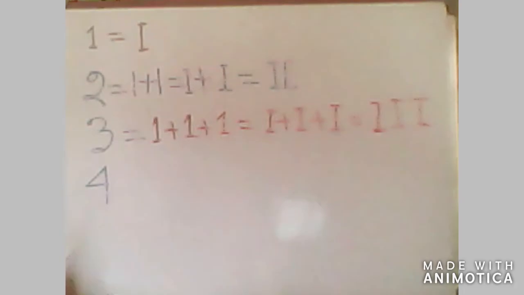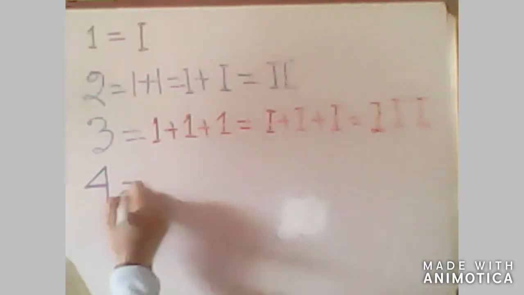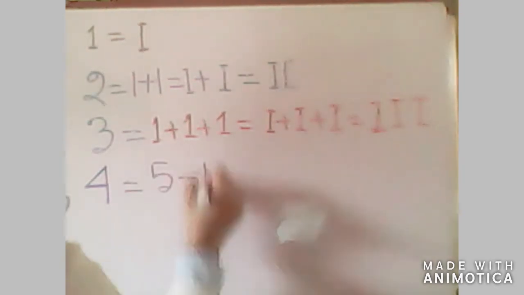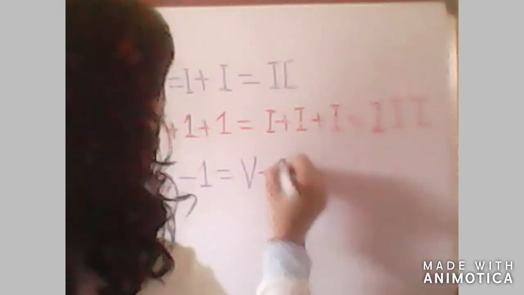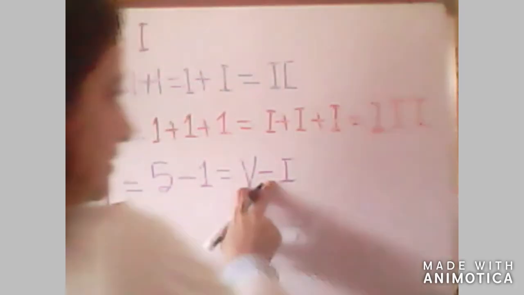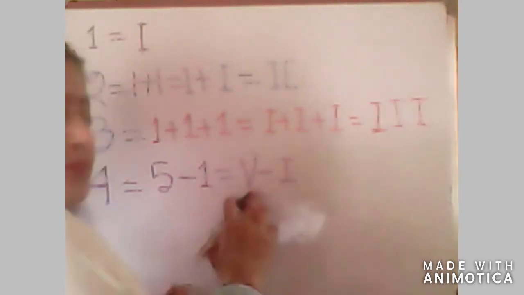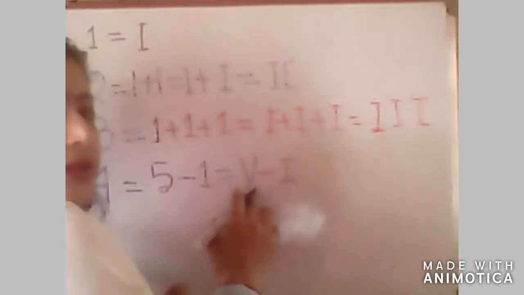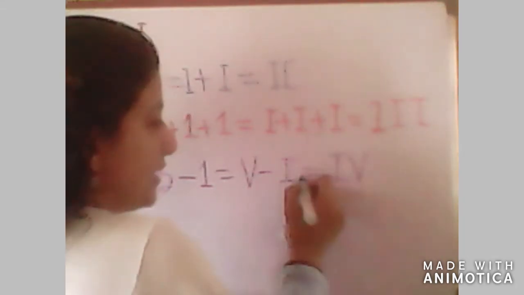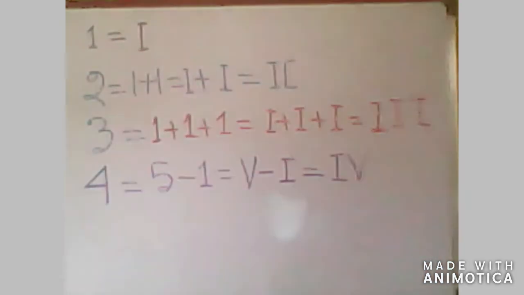So in the case of 4, we will write 5 minus 1. 5 is V, minus 1 means I, and as the sign is minus, this smaller number will go to the left side of this bigger number. So the smaller number will go to the left side of the bigger number. So it will be IV. And here we won't write any minus sign. So it will be IV for 4.